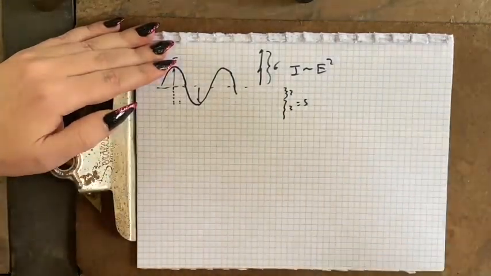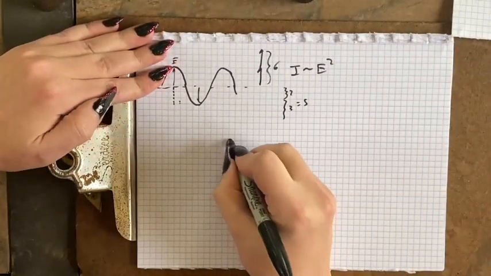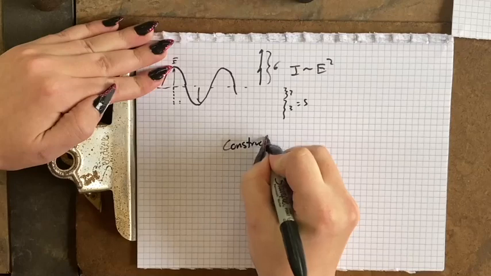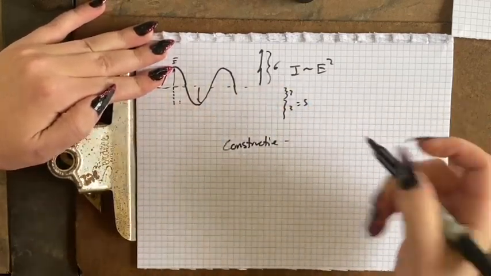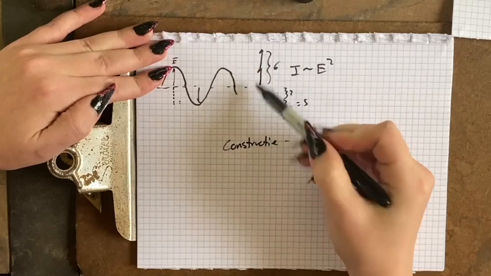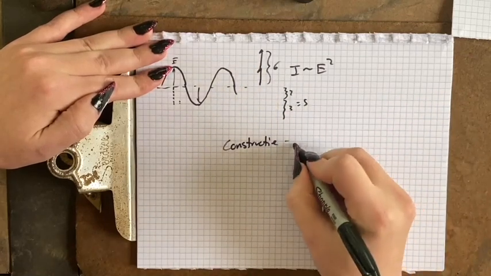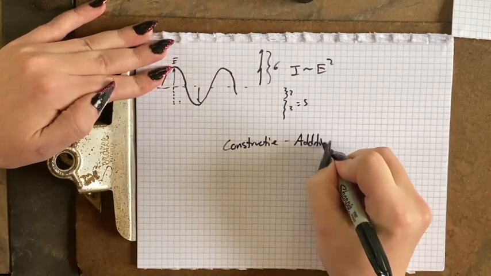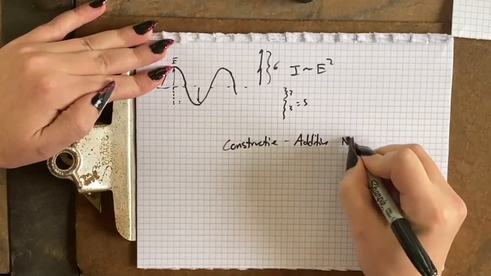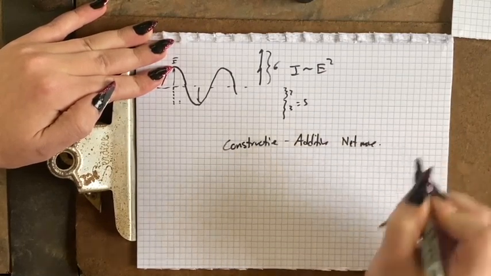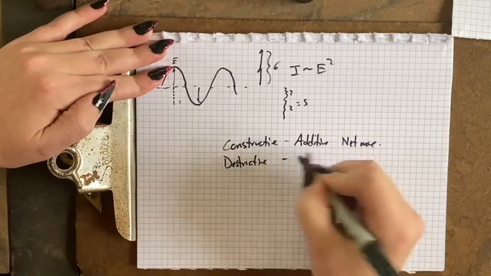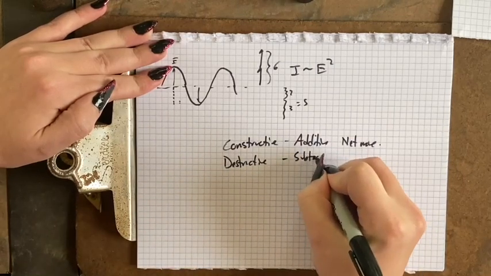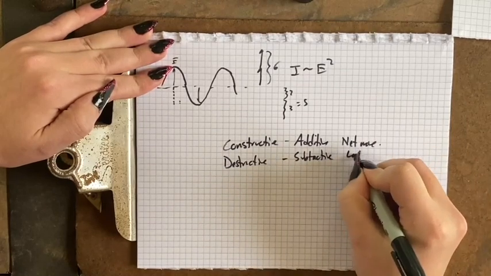Okay, two situations to consider. Constructive means these things are adding and they're helping each other. So you get something that's better than either one of them by itself. So that's additive, and the net is more. Destructive is subtractive. We're losing something.